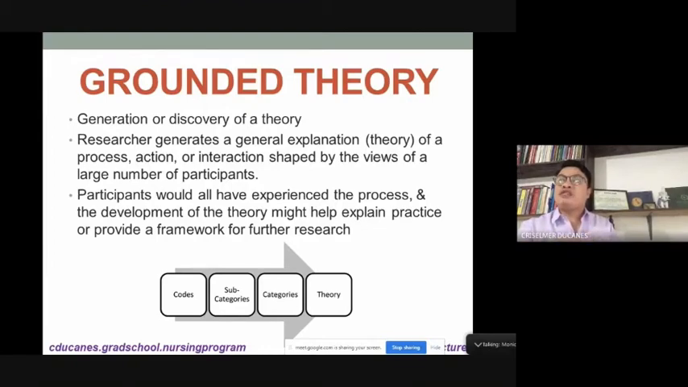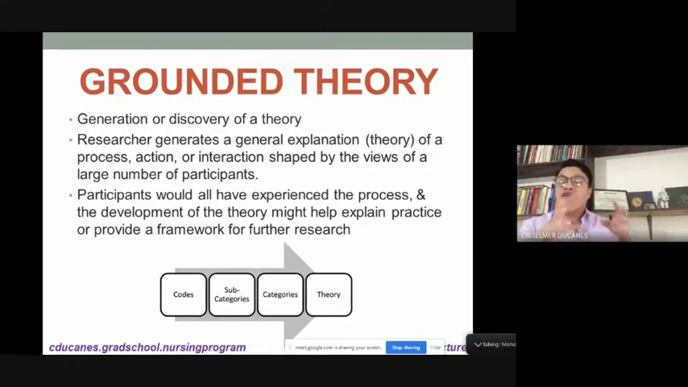Okay? Like, for example, if you want to study about the Paulinian brand of care, okay? So probably you would look for a larger number of participants. You would ask nurses, you would ask medtechs working in a Paulinian institution, you would ask doctors working in a Paulinian institution, you would ask patients who were admitted or who are confined in St. Paul's, for example, in a Paulinian hospital.